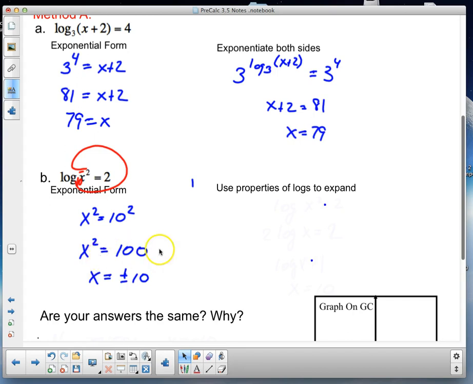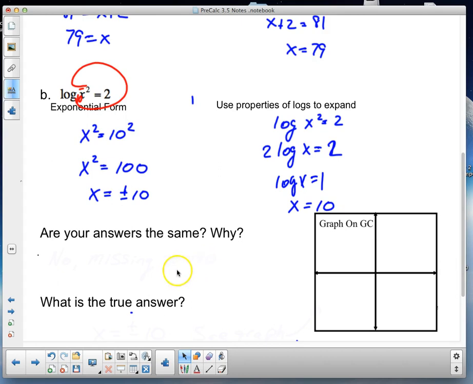If I do the log version of this, if I take the log of both sides, I've got the log of x squared, and I take my 2 and drop it in front, so I've got 2 log of x equal 2. Now I'm going to divide by 2 and find that the log of x equals 1. That means that x must be 10 if I raise them both to the 10, so it's a one-to-one correspondence, and x is 10. Well, there's a difference in these two answers: I'm missing x equal negative 10 over here.